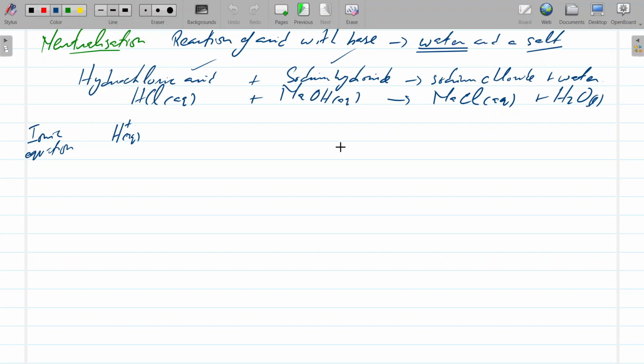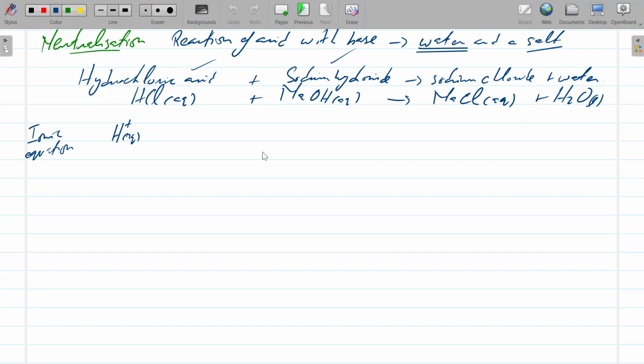We were talking about neutralization reactions, which are reactions between acids and bases to form water and salt, and the formation of water is the highlight. An example is hydrochloric acid, which is a strong acid, mixed with sodium hydroxide, which is a strong alkali, to get sodium chloride, which is a salt, and water, which tells us neutralization has happened.